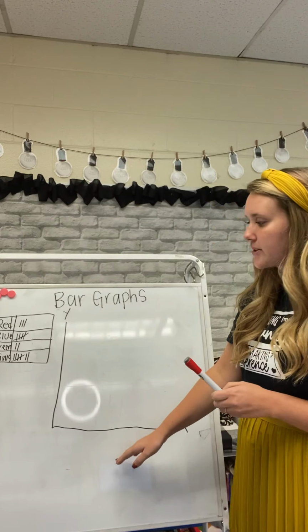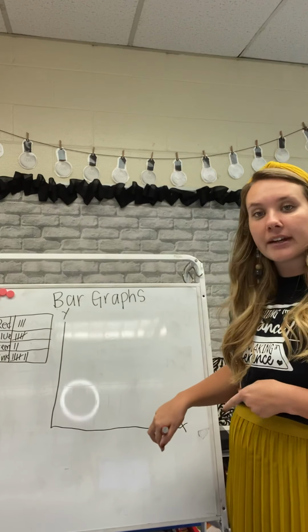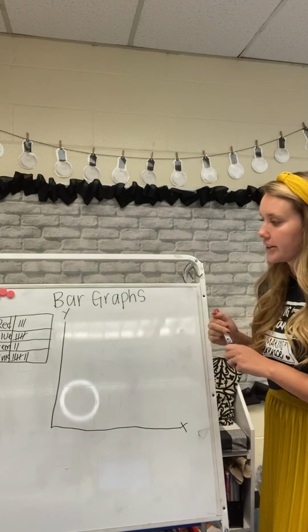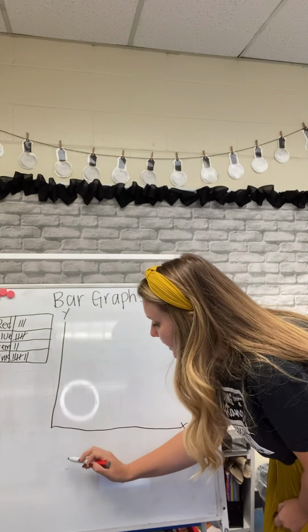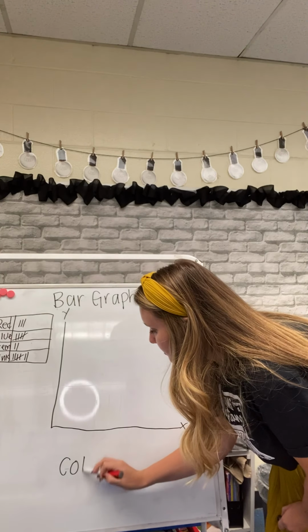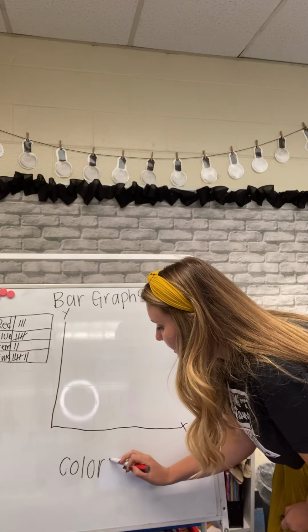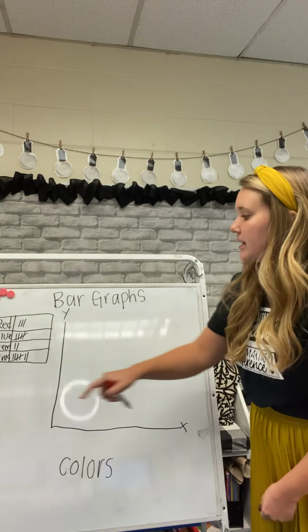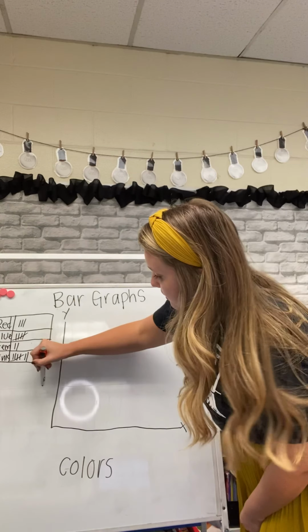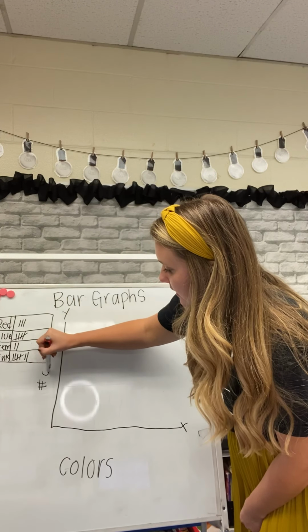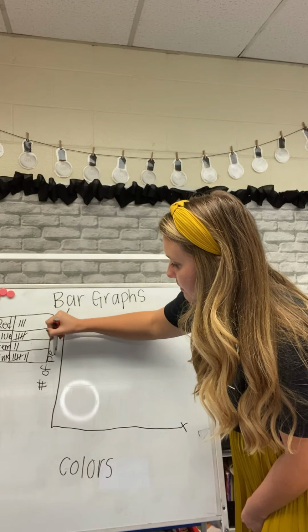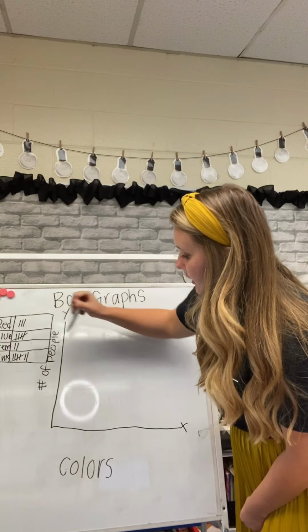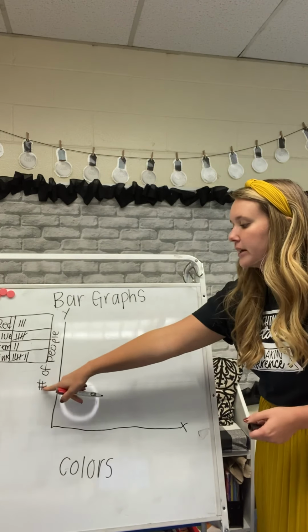So underneath is always our categories. And our category in this situation is going to be colors. So I'm going to go at the bottom, and I'm going to make our label so that we know with our brain that the bottom is going to be for colors. And the side here is going to be the amount of people. So I will put number of people. Okay, so we have our colors on the bottom and our number of people.